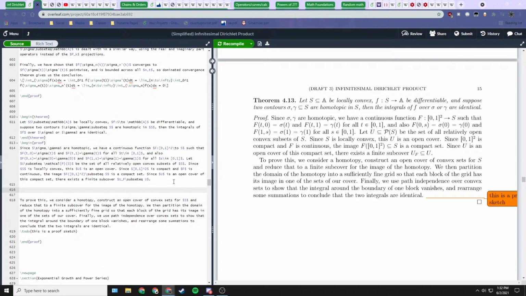So the next step is we want to cut up the domain of this square into tiny subsquares, small enough so that every square is contained within some convex open set. So for each n in the natural numbers, consider a partition of [0, 1] squared into n by n subsquares.